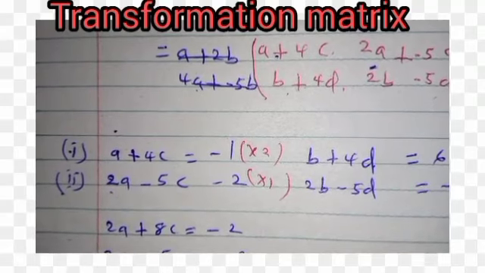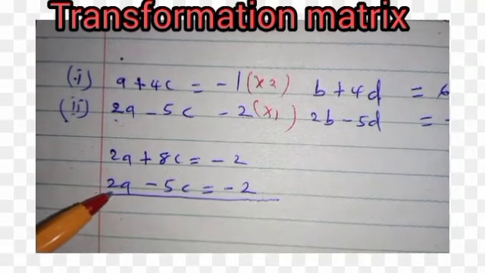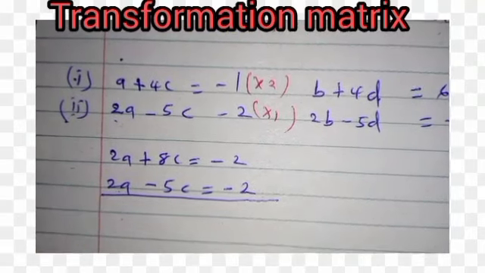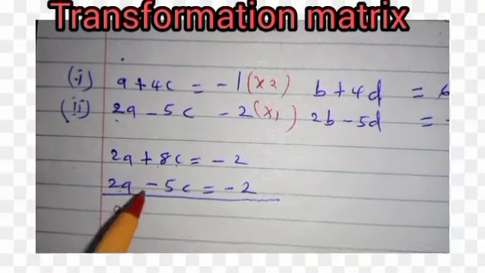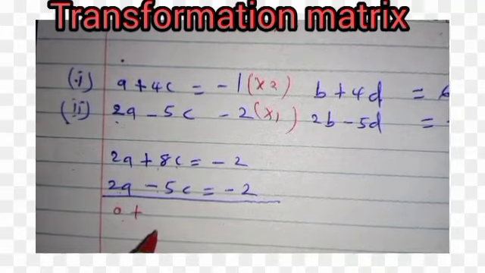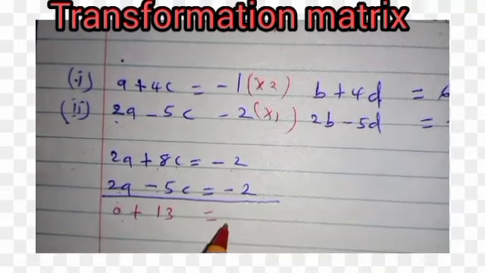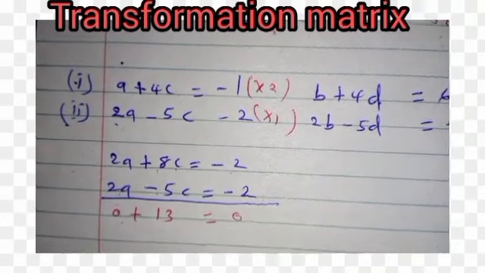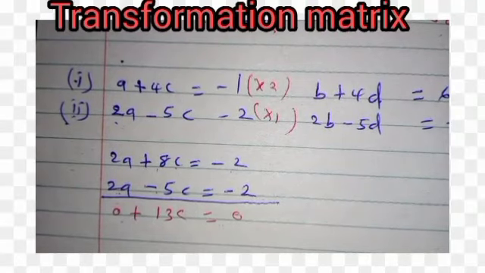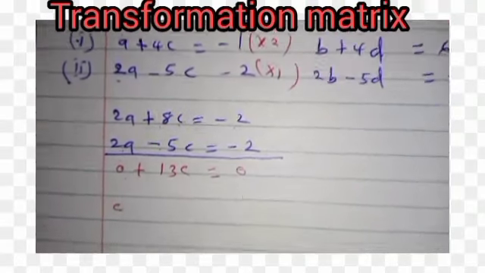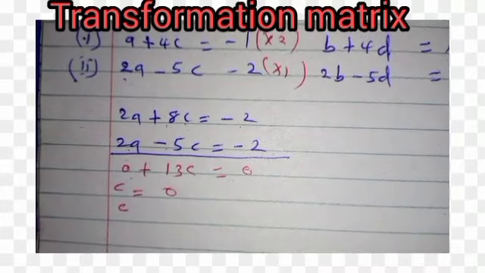We can subtract to eliminate. So you can subtract equation 1 from 2. So 2a minus 2a will give you 0 plus 8c minus 5c will give you 13c. Negative 2 minus 2 will give you 0. This is 13c, sorry, 13c, meaning that our c is equal to 0.